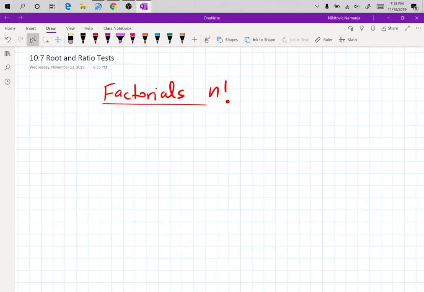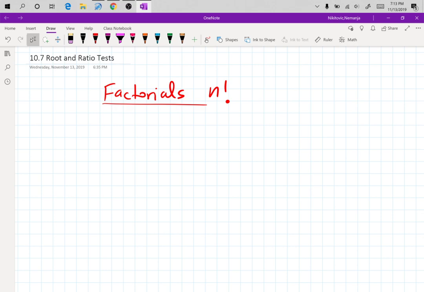Hello and welcome back to Calculus 2, section 10.7 on root and ratio test. So we're going to talk about factorials first, then ratio test, then the root test, and then we're done with this lecture, not with the day. So we'll first talk about factorials.